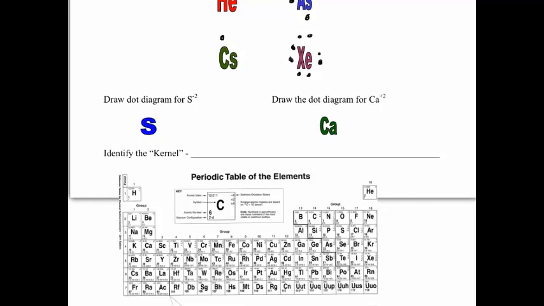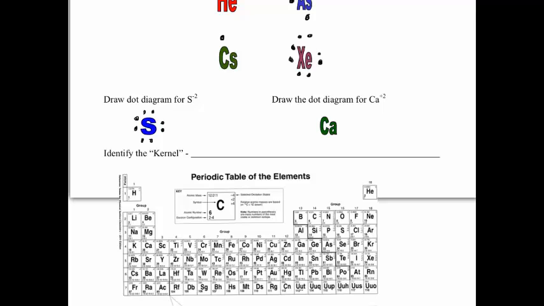All right, next we're going to do a dot diagram for an ion. Ions have either gained or lost electrons. Since electrons are negative, when you have a negative charge, that means it's gained electrons. So sulfur typically has 6 as its valence number, but we've gained 2 electrons and it has 8. So we're going to fill those in. 2, 3, 4, 5, 6, 7, 8.